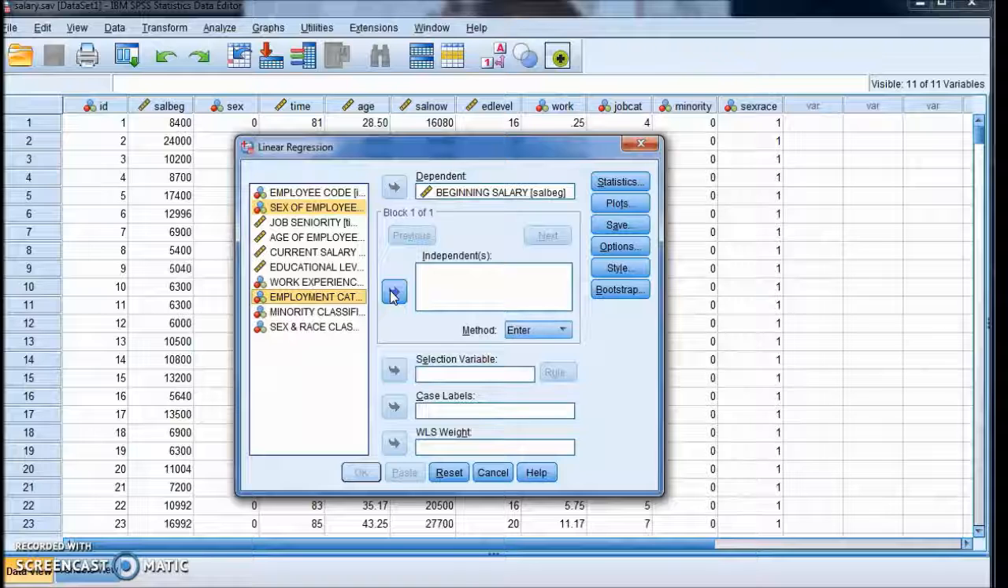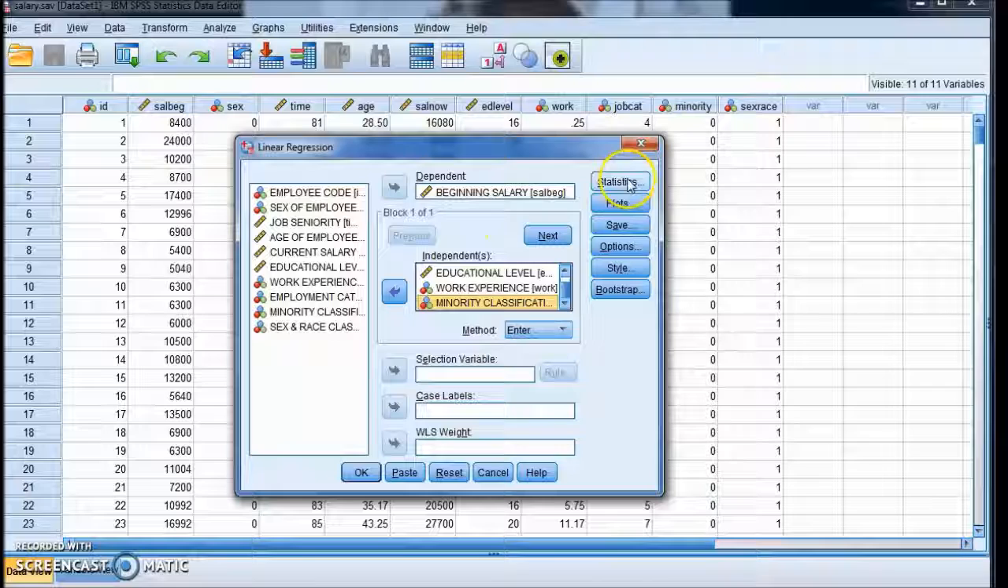What SPSS does is it makes it very easy for us to experiment with what kind of variables are impacting a dependent variable like beginning salary. So the first time I ran this, I threw in a bunch of stuff. For example, maybe gender of the employee is one of the factors. Perhaps it's educational level. Maybe it's previous work experience. Maybe it's minority classification if there's any discrimination going on. So I threw those in there and I ran my regression analysis.